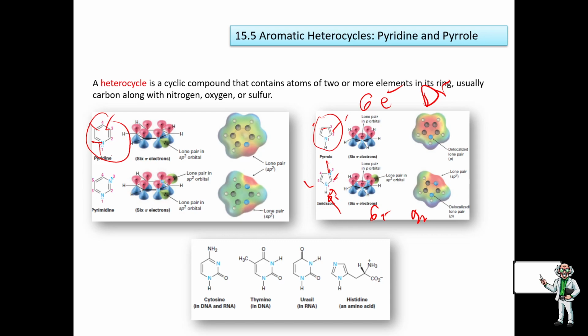In this square we can see other examples of different heterocycle compounds. Please check at home that all these compounds are aromatic. Okay?